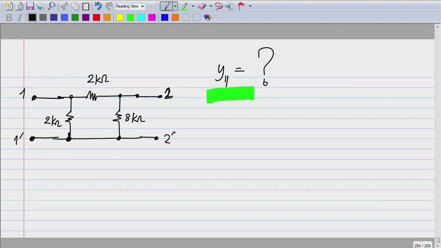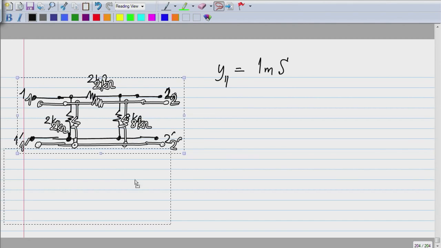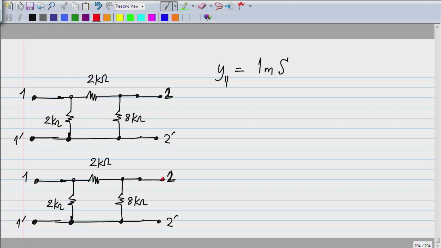So 1 millimho, or usually I prefer to say Siemens for the unit of conductance. So this is 1 milli Siemens. How do we get this? You short circuit port 2. Once you do that, this 8 kilo ohm goes out of the picture, it is short circuited, and you see that this 2 kilo ohms and that 2 kilo ohms are really in parallel with each other. So looking into 1 prime, we have 2 kilo ohm parallel 2 kilo ohm, which is a 1 kilo ohm resistance, but Y11 is the conductance, so 1 divided by 1 kilo ohm is 1 millisiemens.